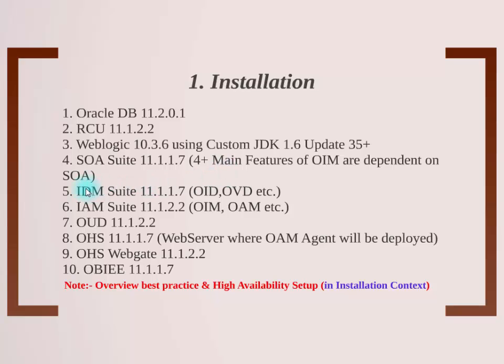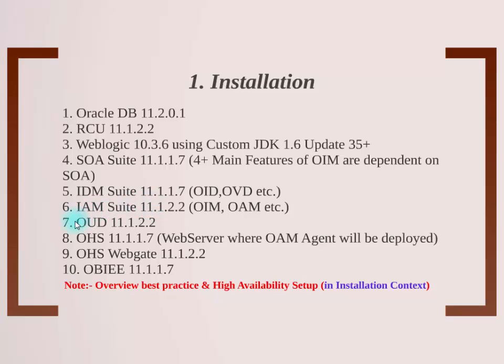Then we are going to install the IDM suite. The IDM suite version is 11.1.1.7. IDM suite means we will have OID, OVD binaries, and there are many more. We'll discuss the complete Oracle security solutions: what is the identity governance suite, what is the access management suite, what is the directory services suite, and what all things are there in these components. Then we are going to install the IM suite. In the IM suite we will install OIM and OAM, and there are many more products that are part of the identity governance suite and access management suite. We'll discuss them as well.